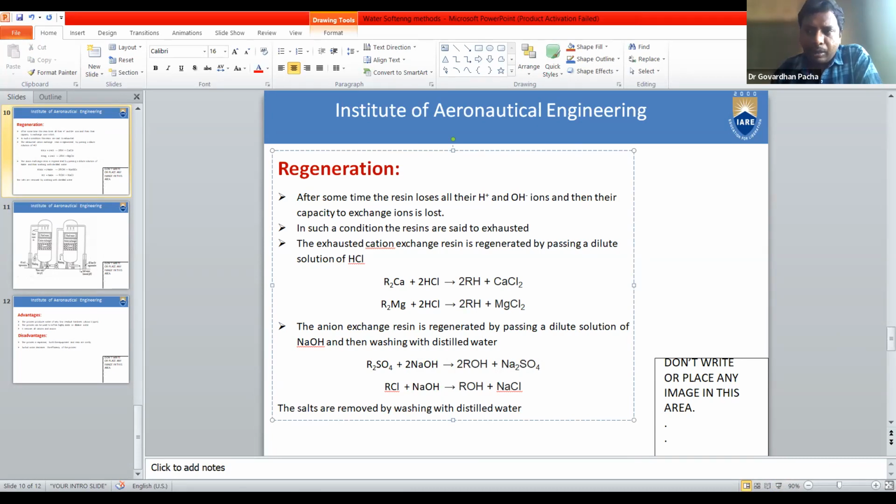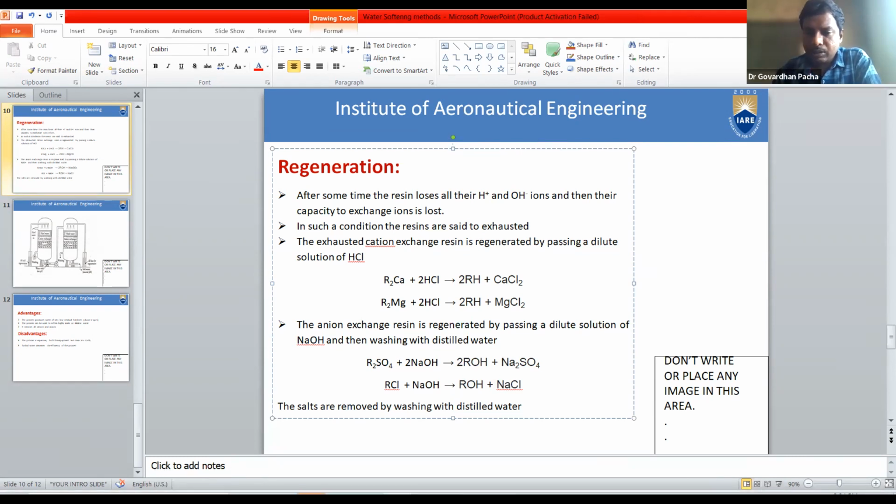We observe that in each and every regeneration, whether it is the cation exchange resin or the anion exchange resin, the byproducts are salts like calcium chloride, magnesium chloride, sodium sulfate, and sodium chloride. All these salts, whether calcium salts, magnesium salts, or sodium salts, are removed by washing with distilled water.